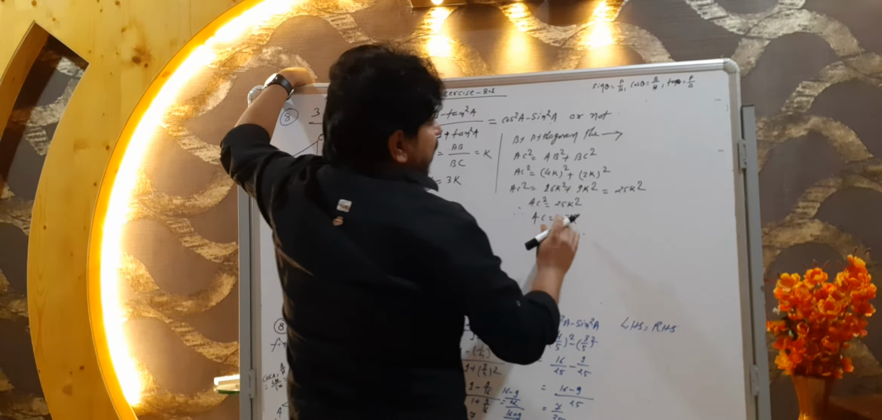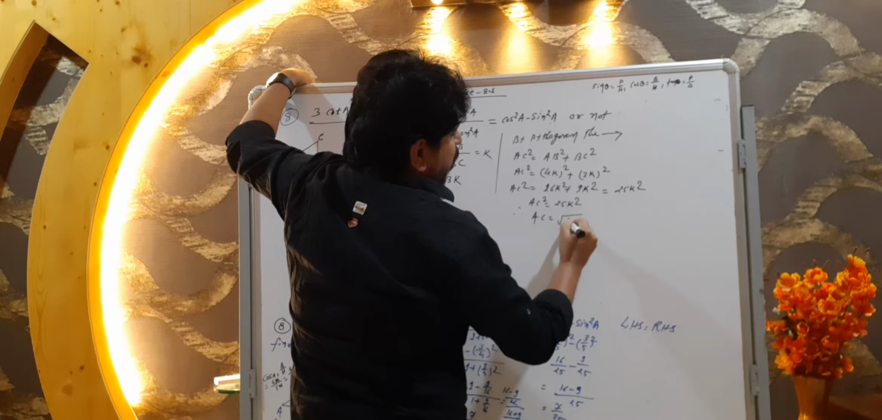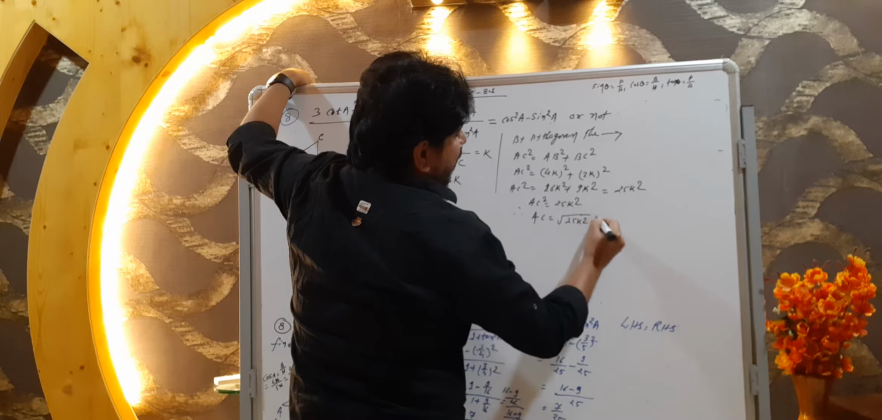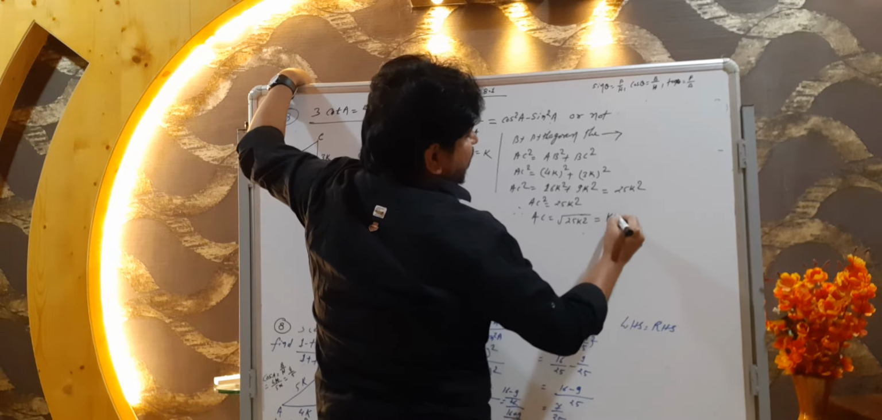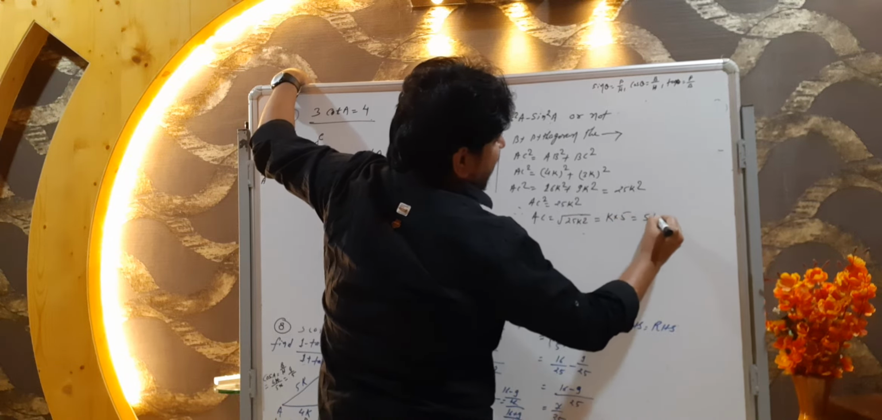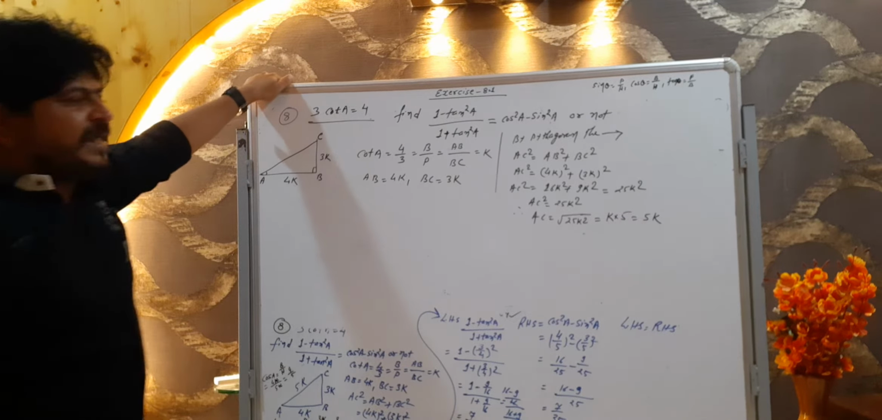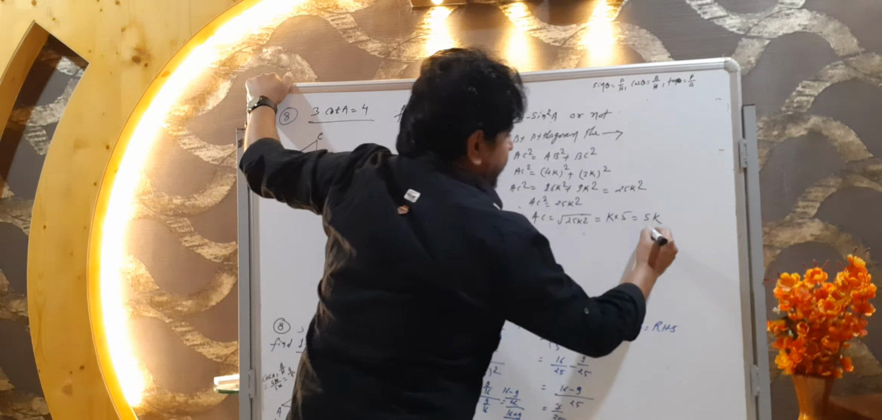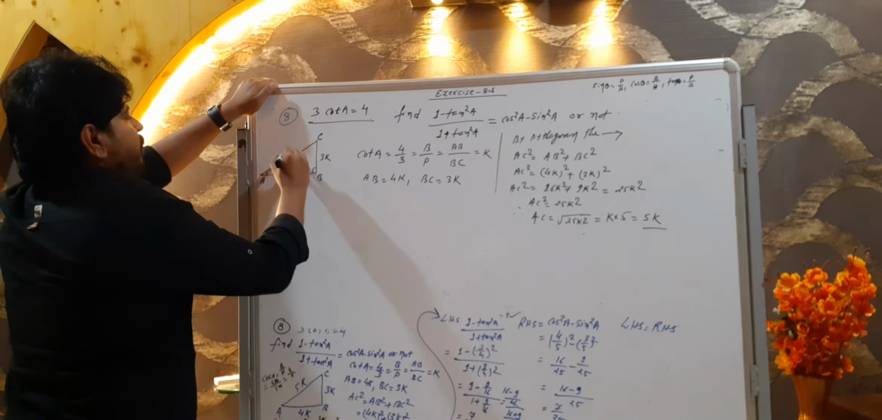Is that clear? Understand? We can write under root 25k square. Under root, k will come outside and 25 means 5. In that case we will get 5k. What would be the value of AC? The value of AC would be 5k. Now we have to write here 5k.